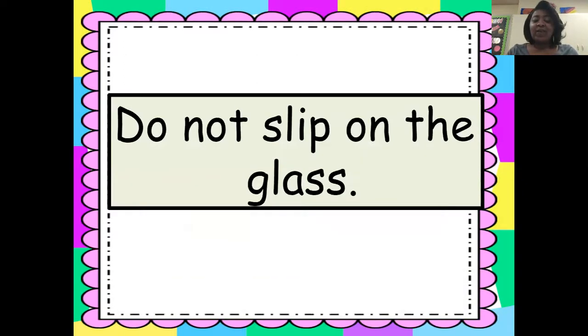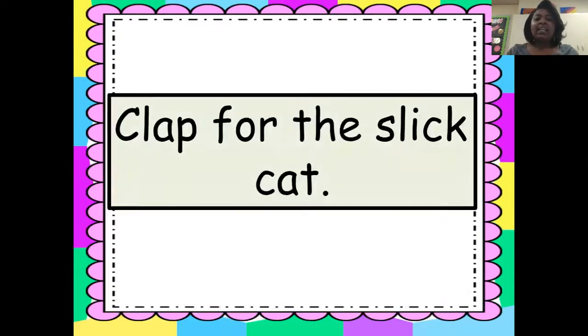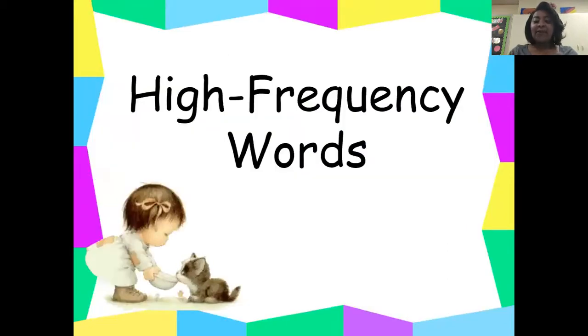I think you can read that on your own too. Do not slip on the glass. What words have the L blends? Slip and glass. Clap for the slick cat. Clap and slick.